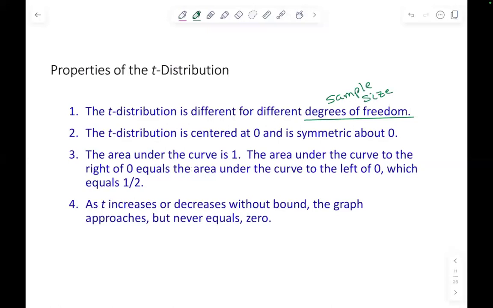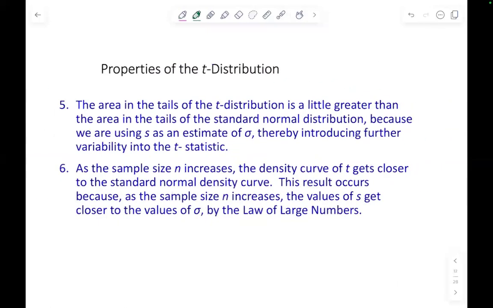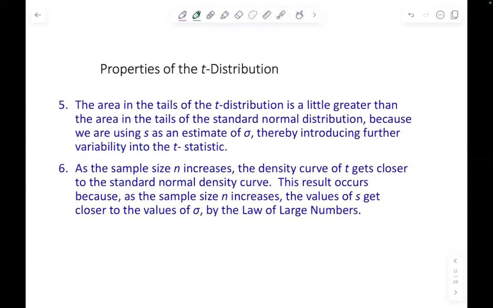Our T distribution is centered at 0. The area under the curve is 1, just like it is with a regular normal curve. 50% is below the 0, 50% is above, and it continues as we get bigger and smaller without bound. We go to negative infinity and infinity. We get really close to 0, but we don't reach it. The difference lies here: the area in the tails of the T distribution is a little greater than the standard normal distribution.